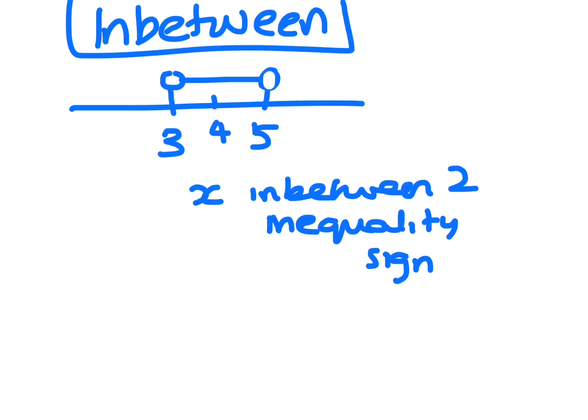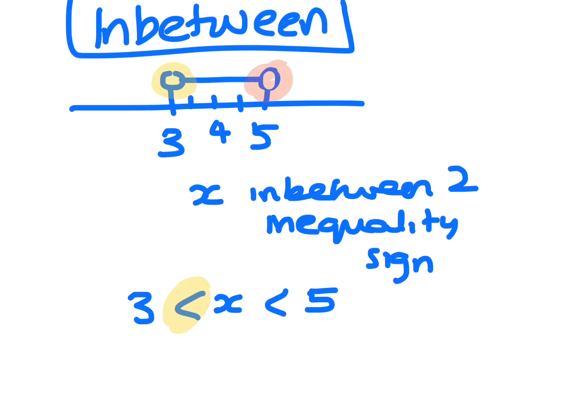So like 4 or 3.5 or 4.5 or 4.9. So you go x is in between, but notice it's an open circle, so it can't equal the 5 and it can't equal the 3. So see how that is open circle? That's why it's got no equal sign on there.